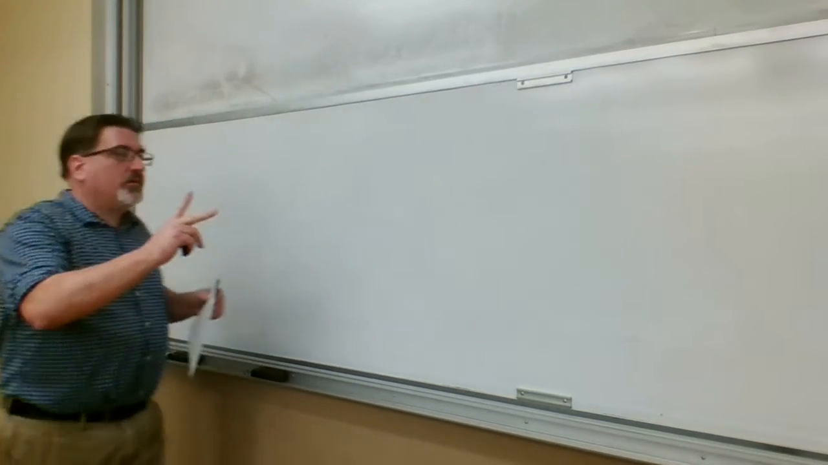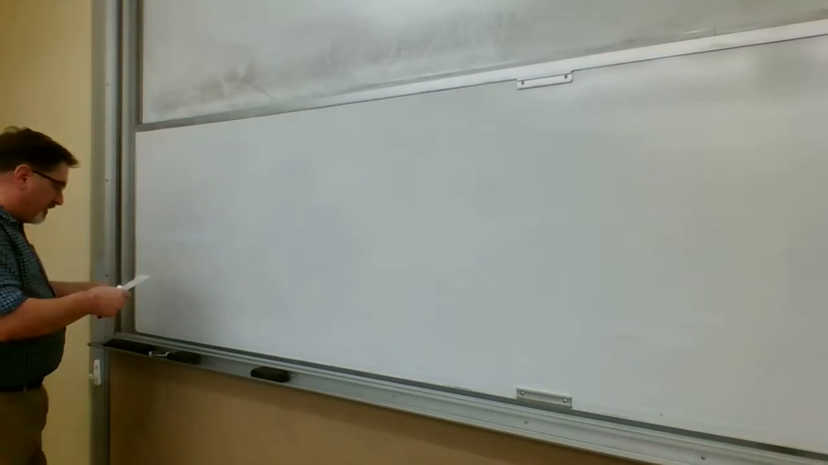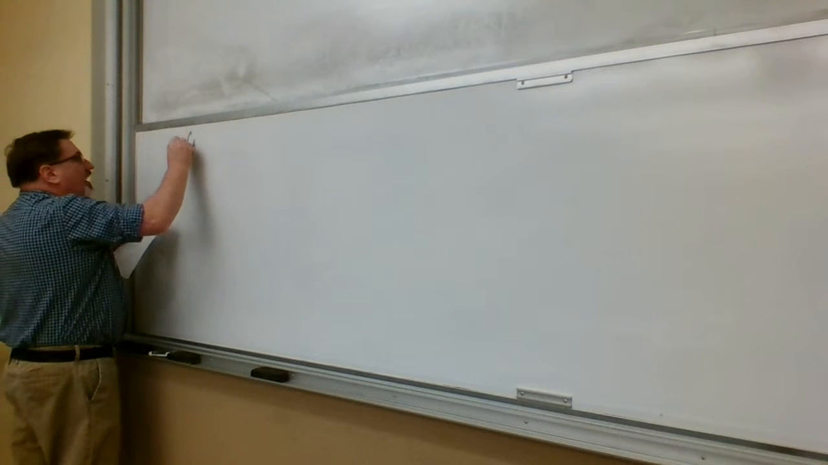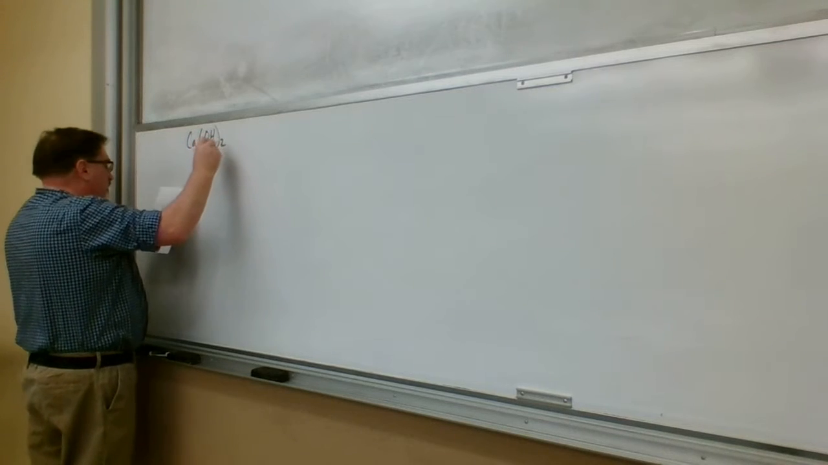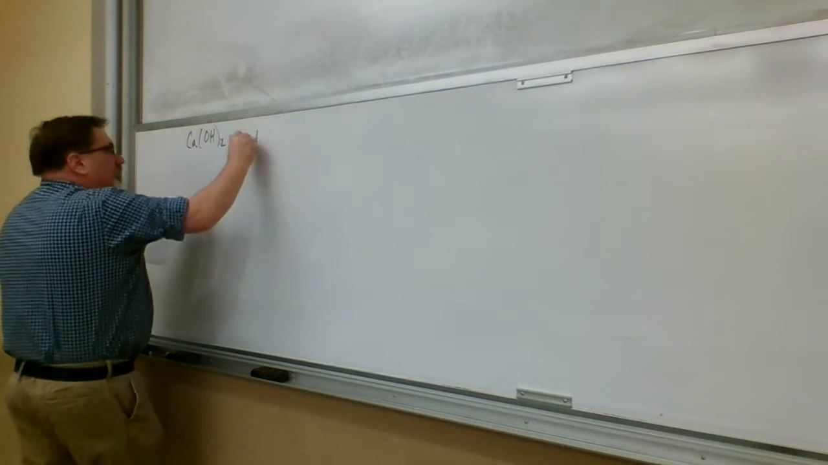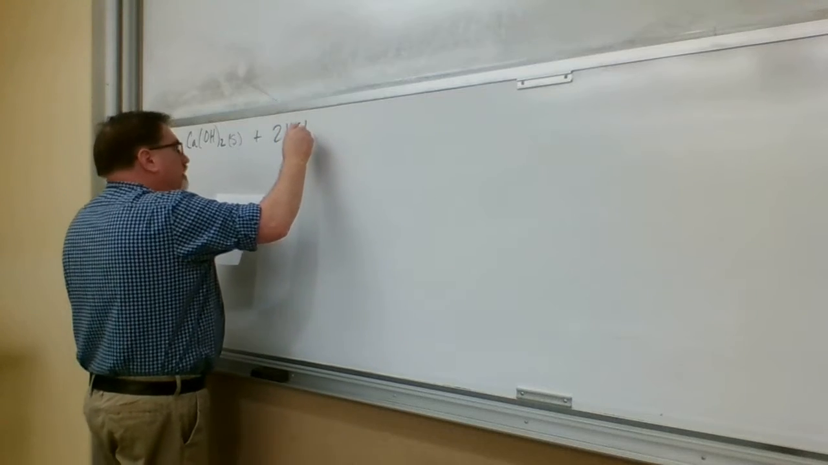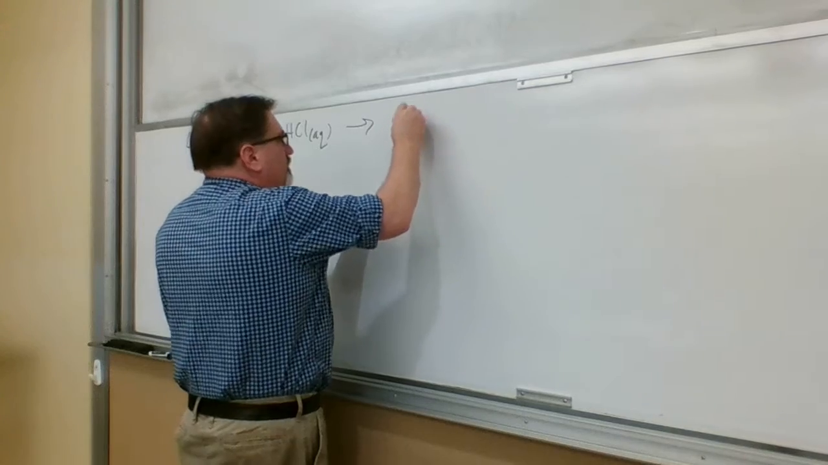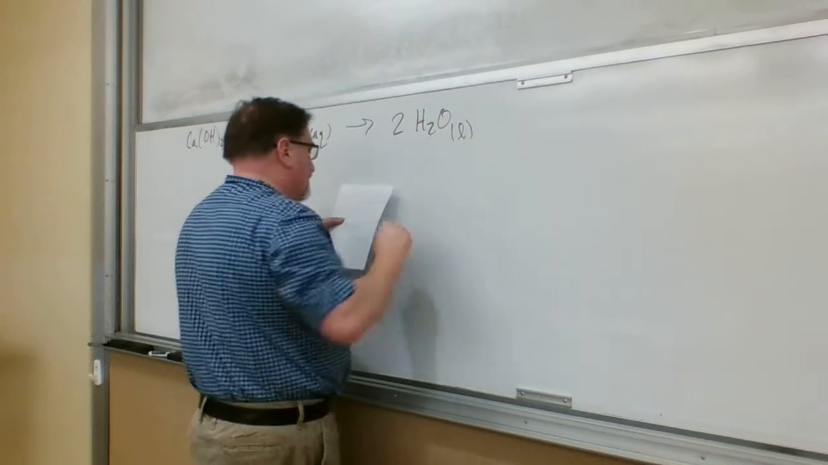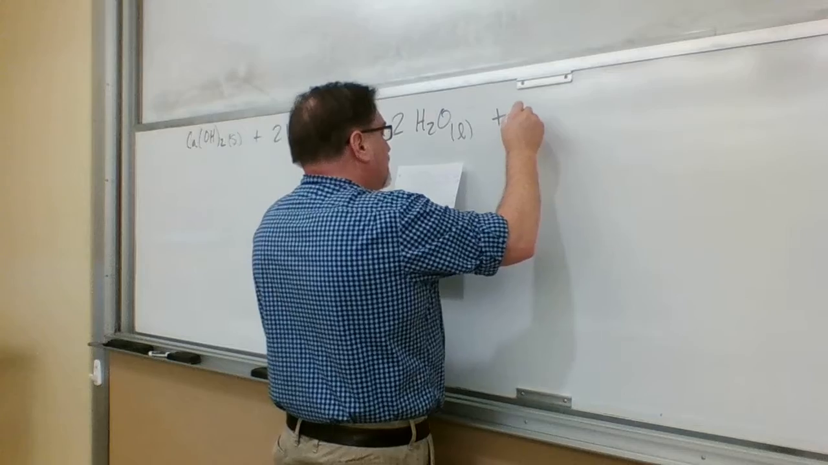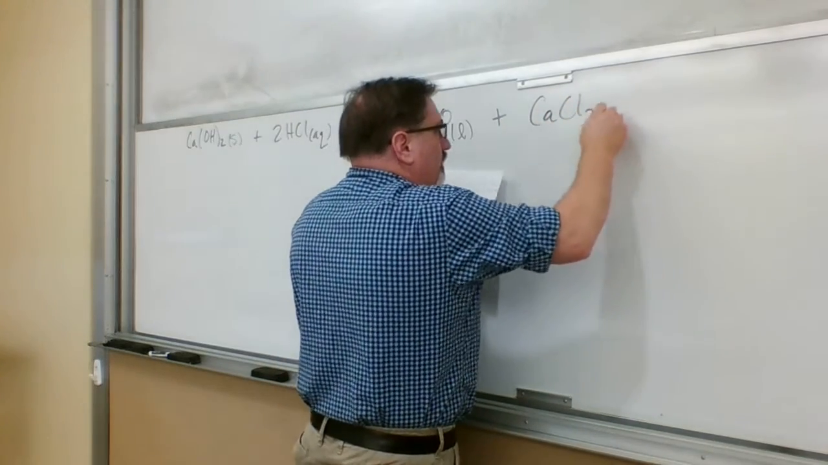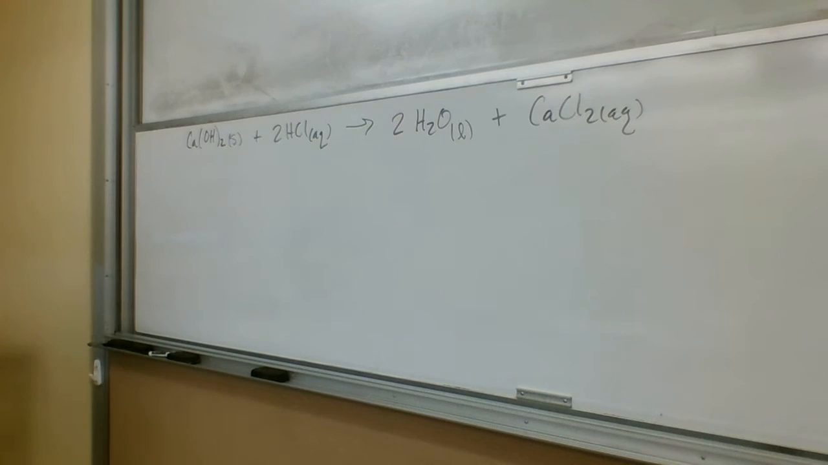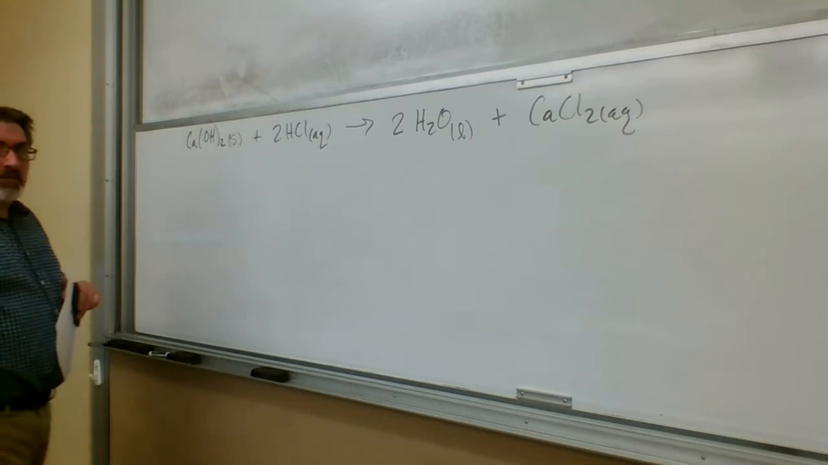So example number 2, related to calculating delta S for a reaction. Next up I've got Ca(OH)2 as a solid plus 2 HCl aqueous, making 2 H2O as a liquid plus CaCl2 aqueous. So there's a balanced chemical reaction, and we're going to calculate delta S for that reaction.